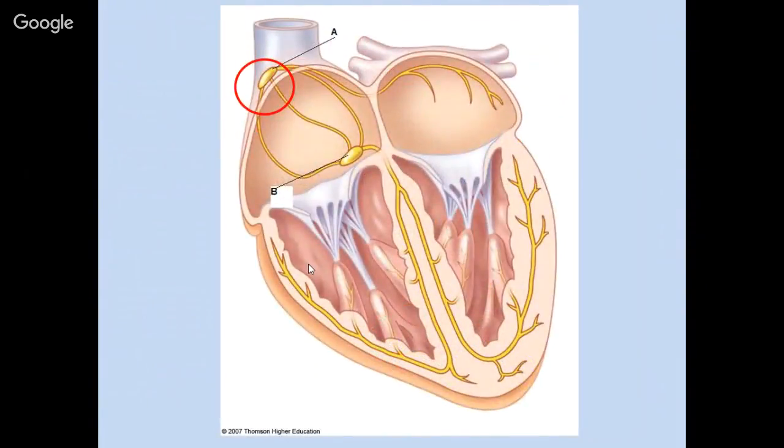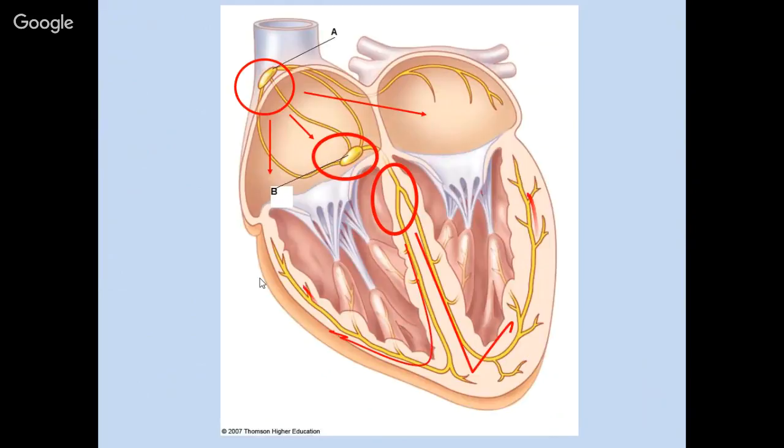SA node starts it all. Down to the AV node. Delay. So top of right atrium, bottom of right atrium. Bundle of His in the septum. Separate left and right, and then Purkinje fibers. Terminal ends.